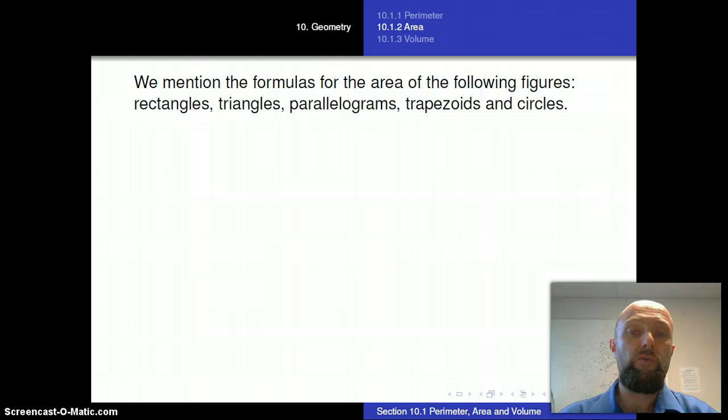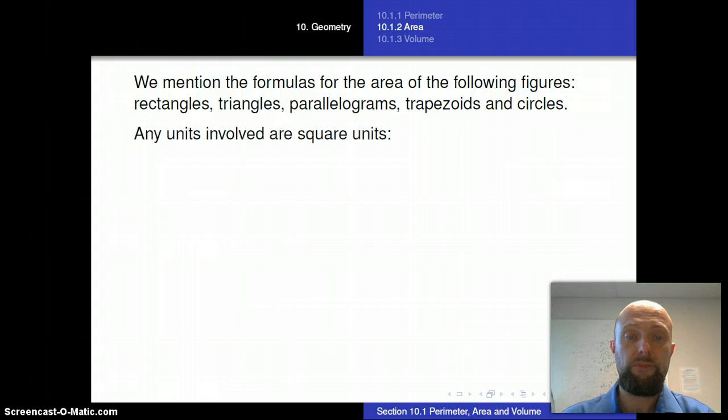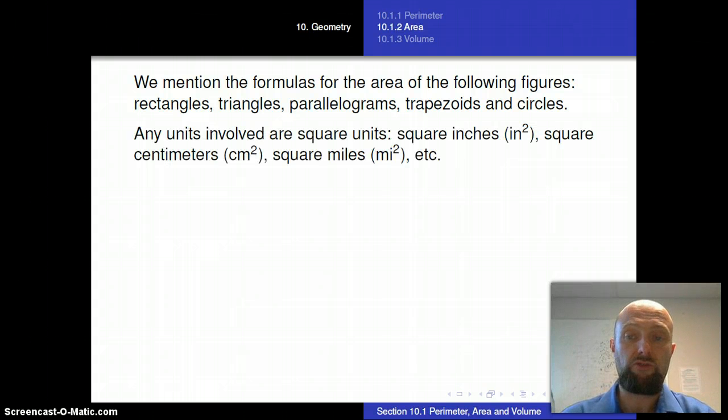For area, we mentioned the formulas for the area of the following figures: rectangles, triangles, parallelograms, trapezoids, and circles. Any units involved are square units: square inches, square centimeters, square miles, etc.